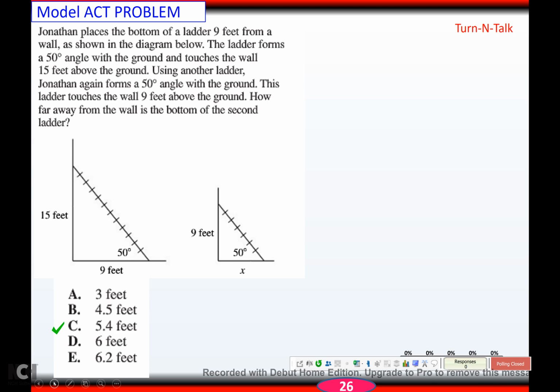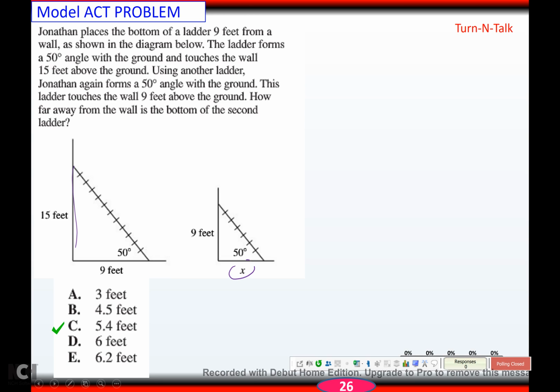Alright, Jonathan places the bottom of a ladder 9 feet from a wall as shown in the diagram below. The ladder forms a 50-degree angle with the ground and touches the wall 15 feet above the ground. So that's this picture. Using another ladder, Jonathan again forms a 50-degree angle with the ground. This ladder touches the wall 9 feet above the ground. How far from the wall is the bottom of the second ladder? So they're asking me to find this.